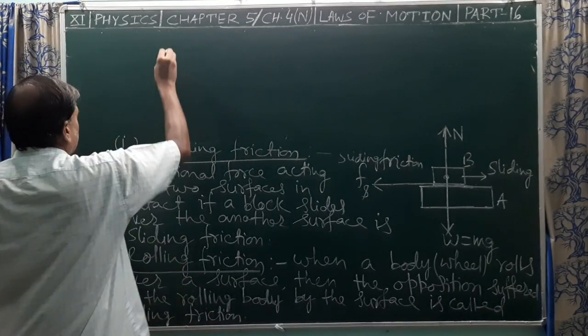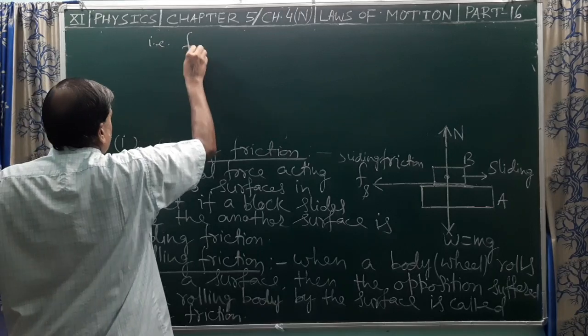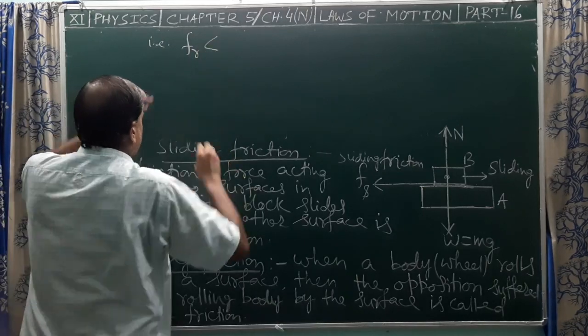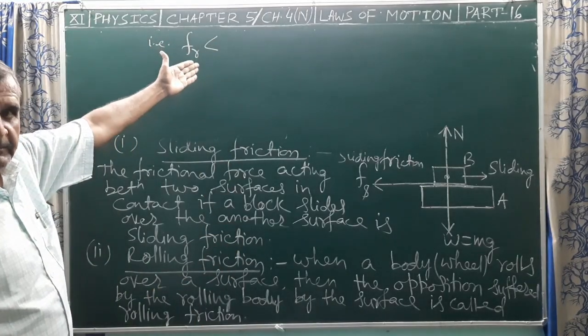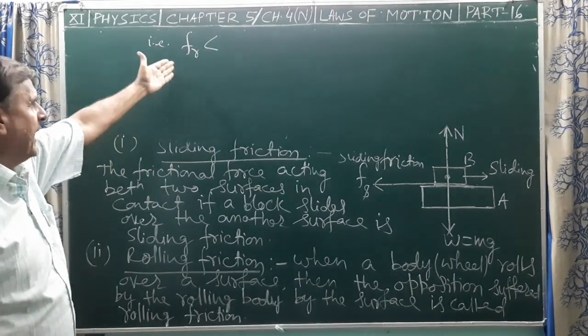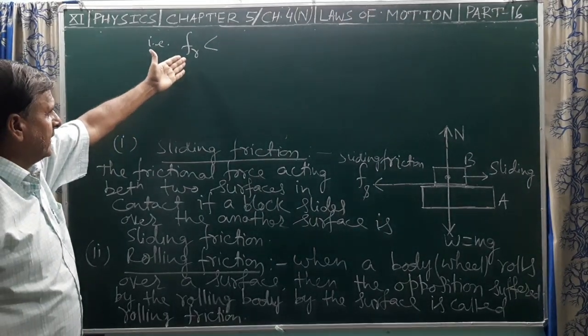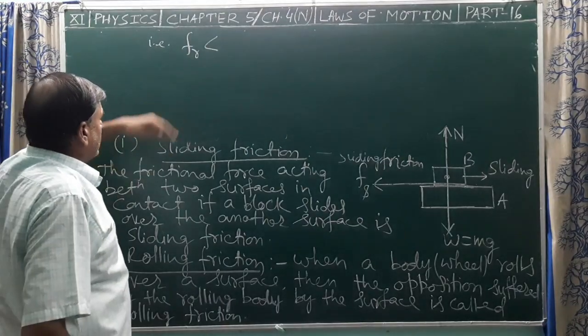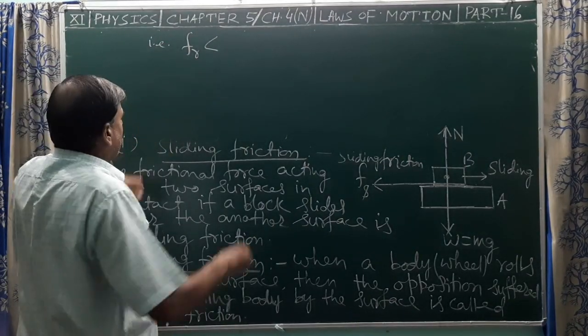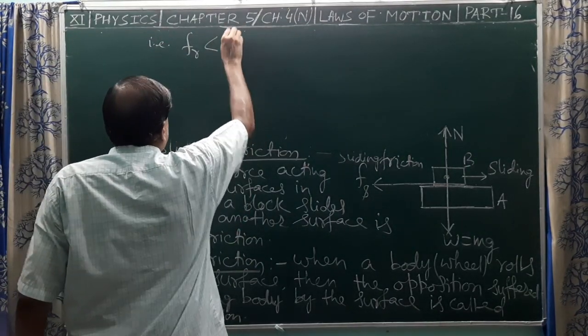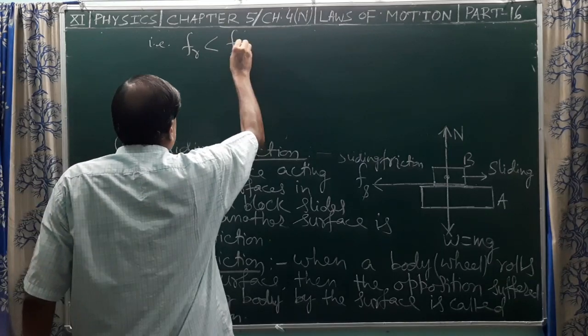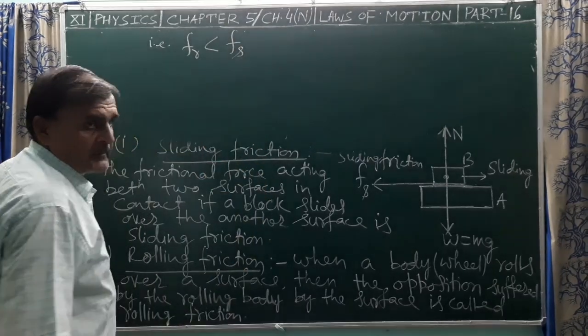That is, rolling friction, denoted by the symbol small f with suffix r, Fr, is smaller than, with the inequality sign, the sliding friction Fs.